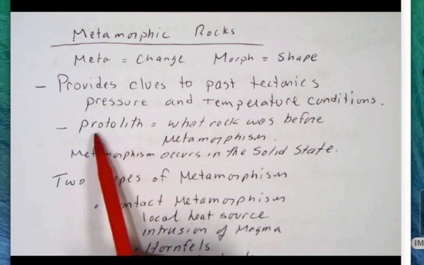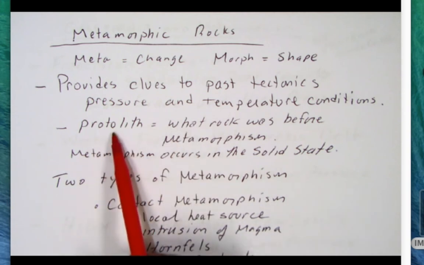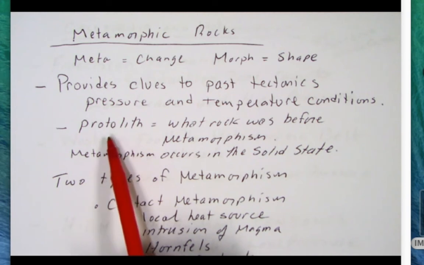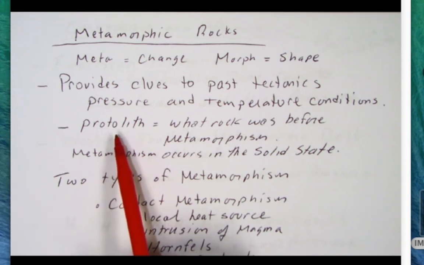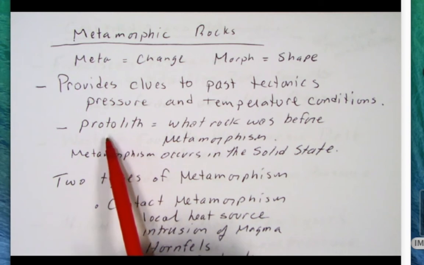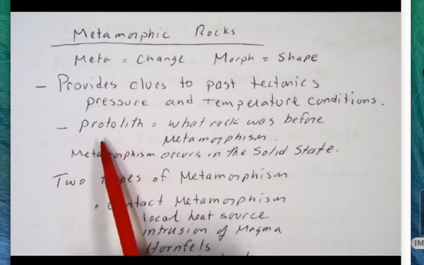Now, the word protolith refers to what the rock was before metamorphism, sort of the parent rock before metamorphism. For example, limestone is a protolith for a metamorphic rock called marble. So when limestone undergoes metamorphism, it turns into marble.